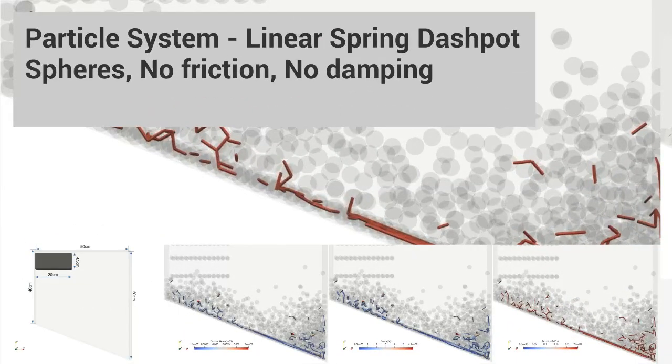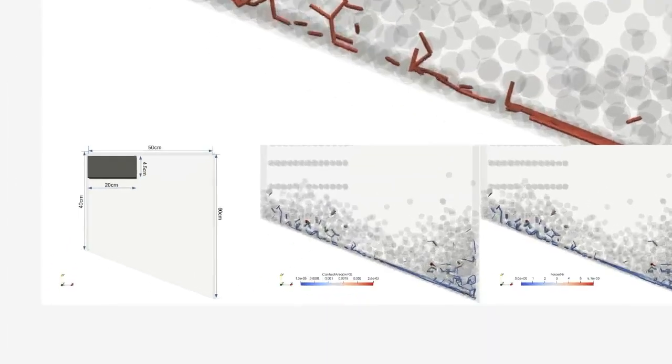So, a larger system now, beyond the non-spherical one. Let's go back to the simple spherical particle system, linear spring dashpot system, no friction and no damping. And let's look at three information chains: area, contact force, and traction, and see if we can learn a picture from this that might be interesting.